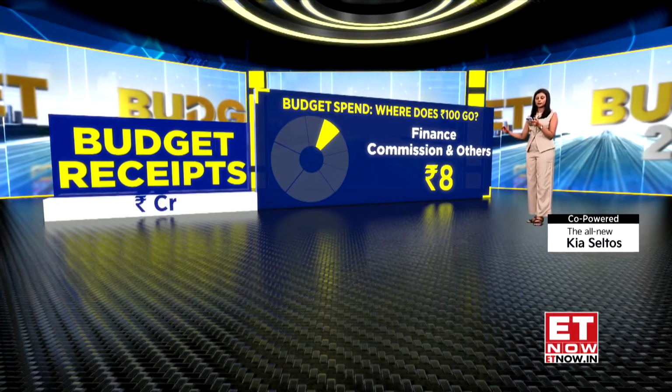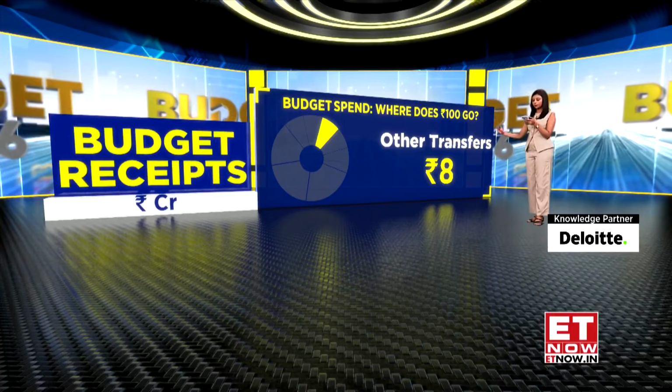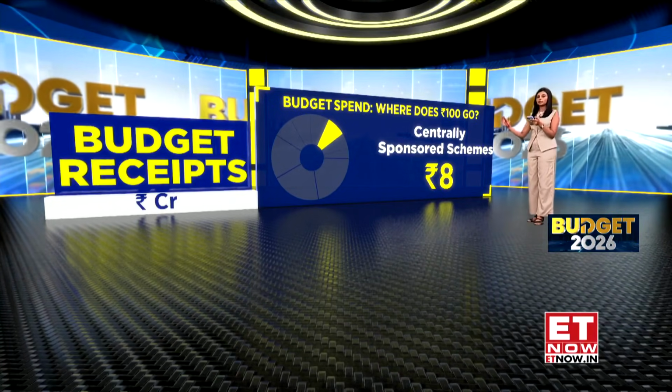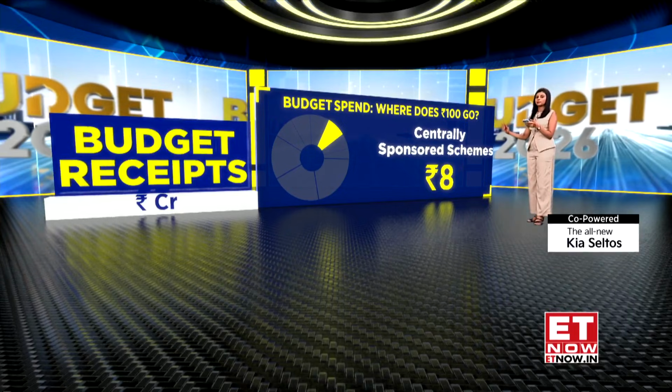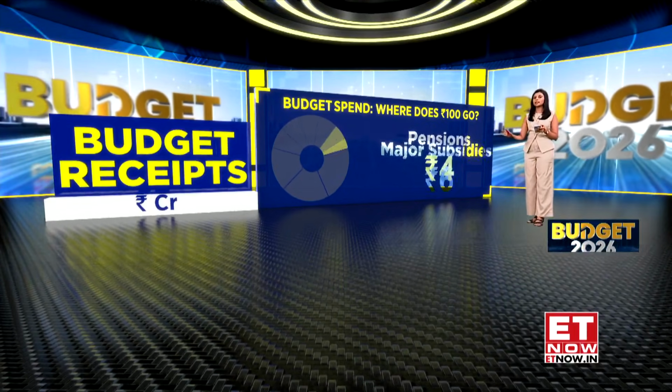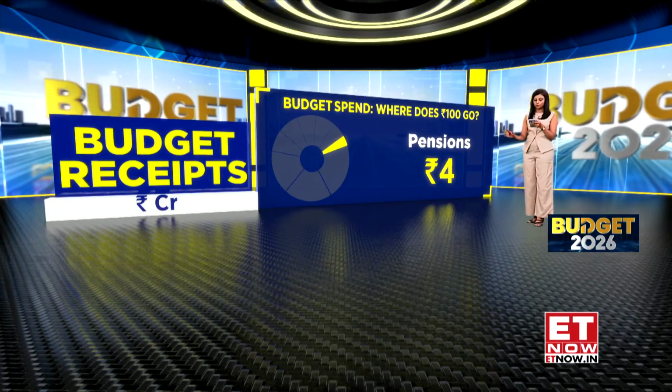Finance commission makes up another 8 rupees. Other transfers make up another 8 rupees, and centrally sponsored schemes also account for 8 rupees. The last 10 rupees go to major subsidies and pensions, 6 rupees for subsidies and 4 rupees towards pensions. So that makes up a 100 rupee pie when it comes to government spending.